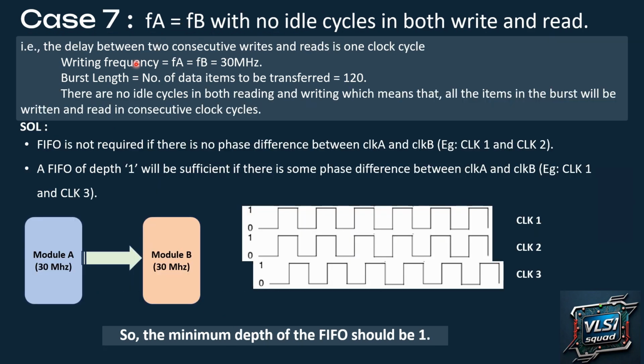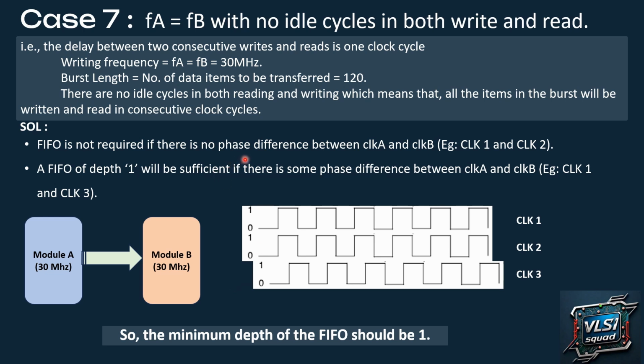In this case, reader and writer are working on the same frequency, and there are no idle clocks between them. So in general, FIFO is not required if there is no phase difference. This is important: no phase difference between two clocks. FIFO depth 1 will be required if there is some phase difference between the two clocks, writer and reader.